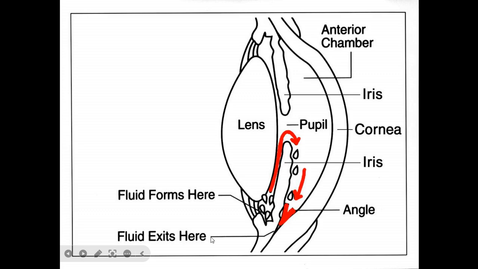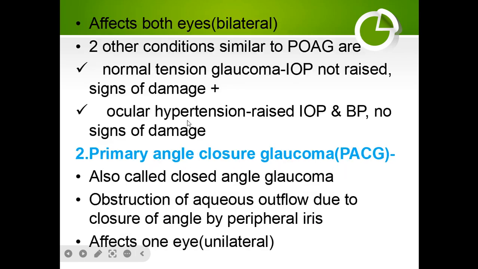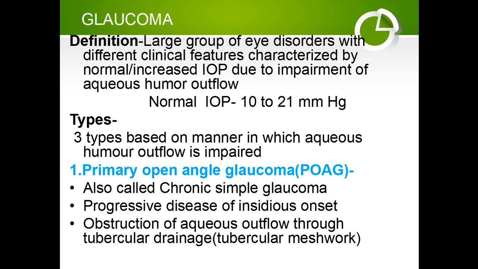So this is how the fluid forms here, and it travels through the anterior and posterior chambers, and then this is where the fluid exits, and this is the angle between the peripheral iris and the cornea. This is the angle. So we have seen about aqueous humor. So let us know about glaucoma.